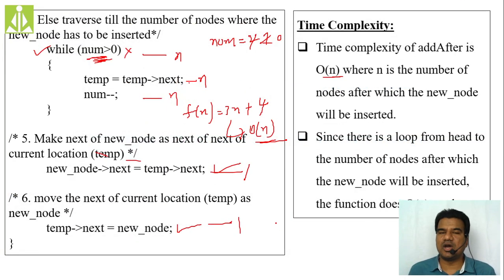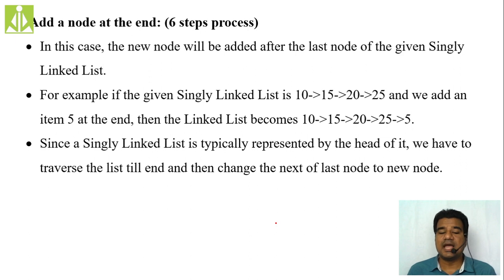The time complexity we already discussed. The next thing is adding a node at the end, after the last node, or at the end of your singly linked list. It is also a 6-step process. In this case, the new node will be added after the last node of the given singly linked list.